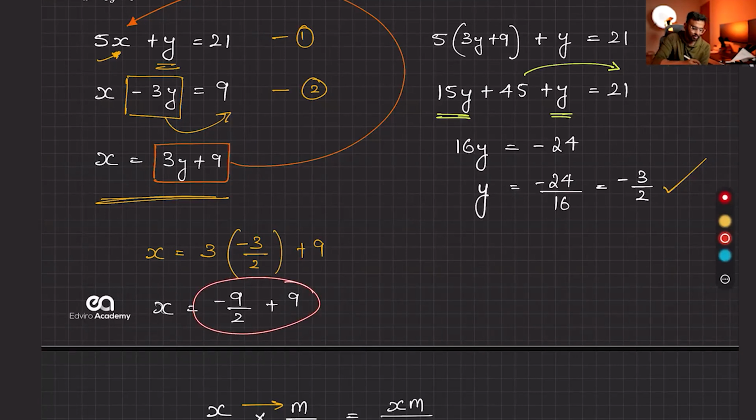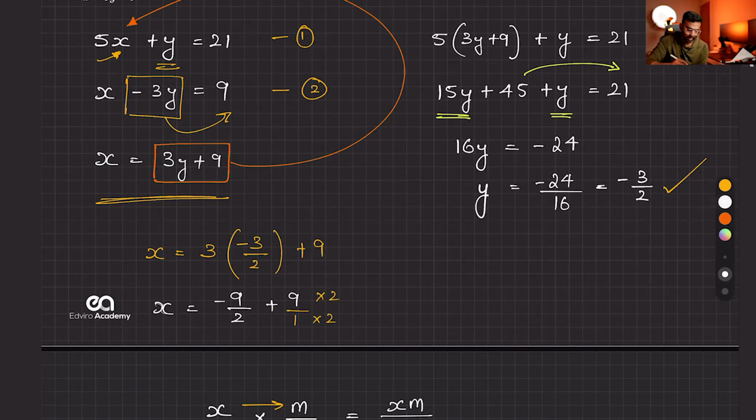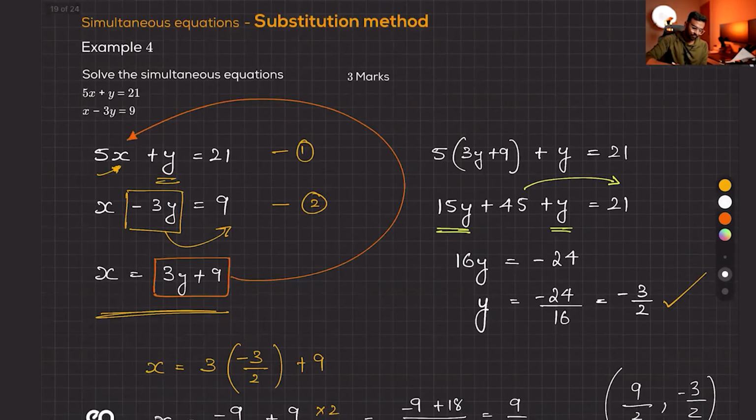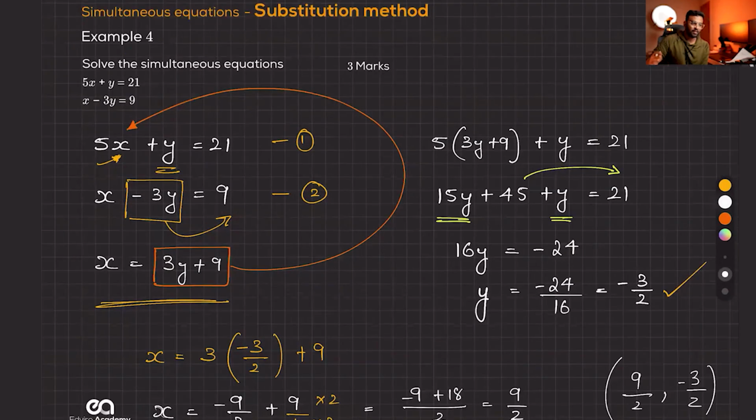How do you add this? So 9 means 9 by 1, and we multiply by 2 and 2 to make a common denominator. Only then you can add this up. So this is minus 9 plus 18 whole divided by 2. So the answer is 9 by 2. Excellent. So what was your final answer, guys? 9 over 2 and minus 3 by 2. How many of you guys get this? Okay, well done, well done.